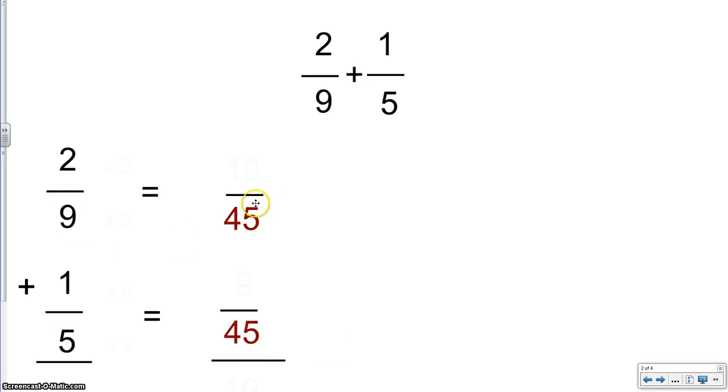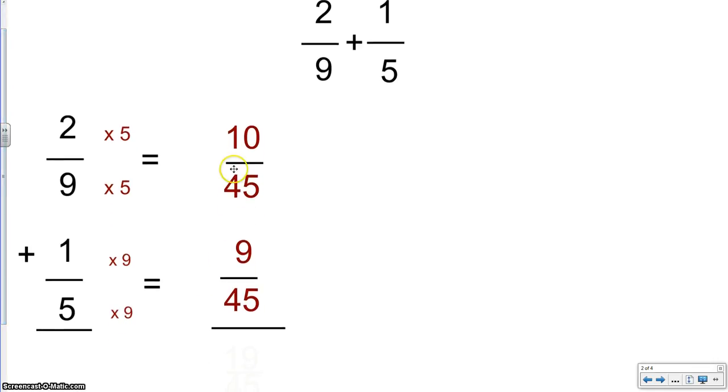So now we're going to make our equivalent fractions. We have to ask ourselves, how do we get from 9 to 45? And we know that that's times 5. So if we multiply the 9 times 5, we're also going to multiply the 2 times 5. And we know that 2 times 5 is 10. And now we can move down to our 1/5. To get from 5 to 45, we multiply times 9. So we also have to multiply the 1 times 9. 1 times 9 is, of course, 9.